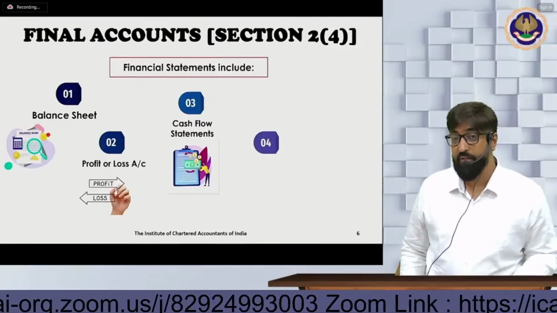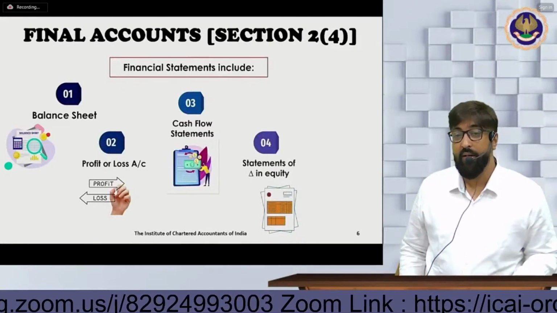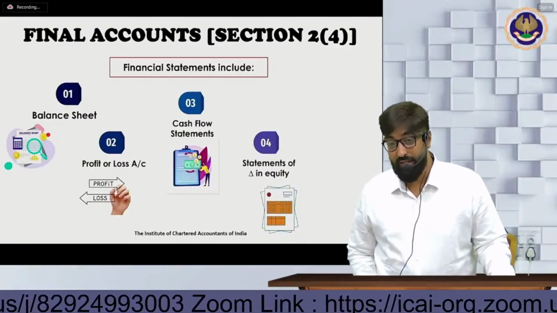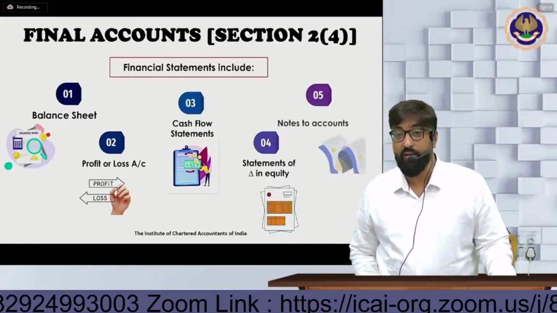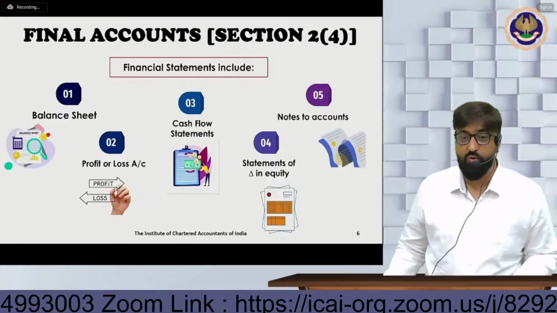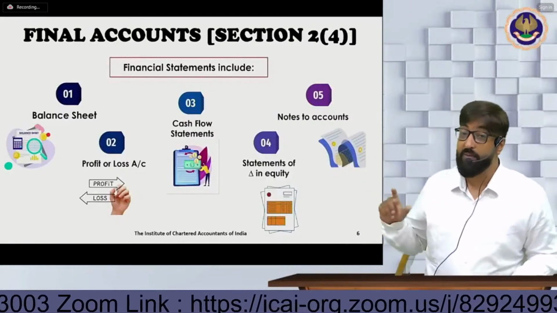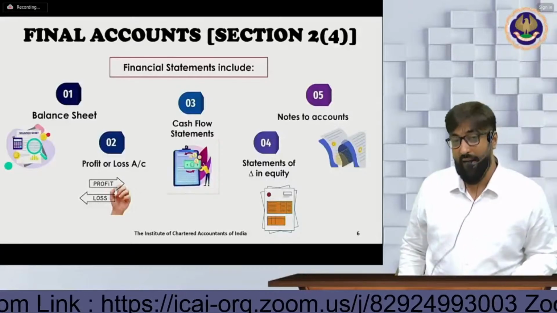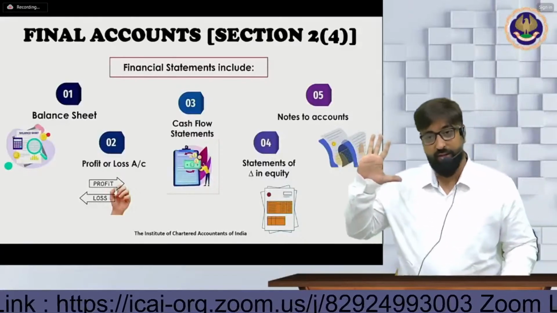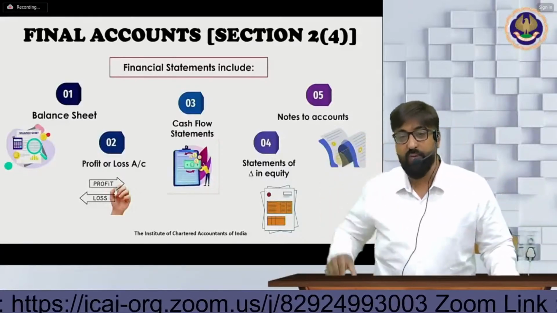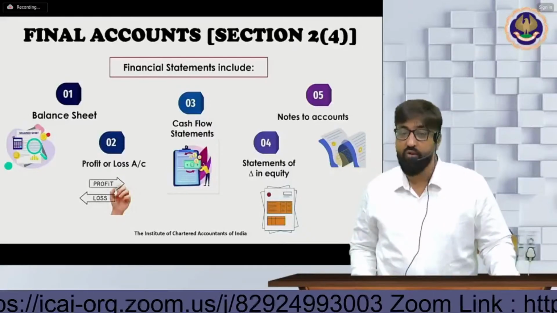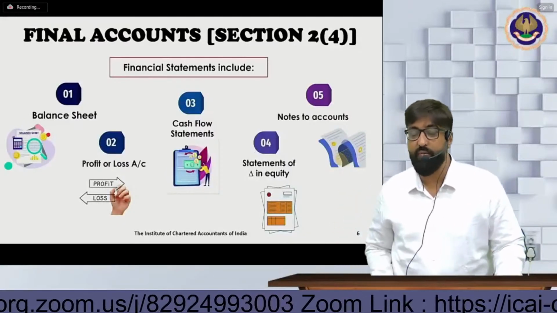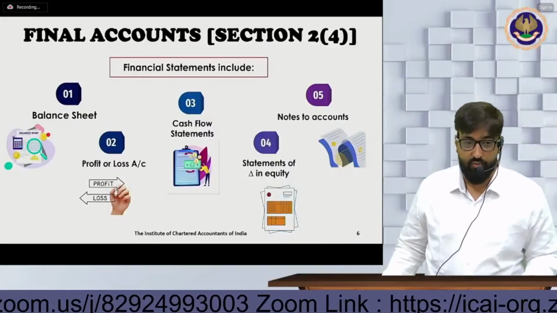So our cash flow statement is basically divided in three parts. Then we have the statement of changes in equity, that is SOCE, and the last one is notes to accounts. Notes to accounts, my dear friends, are explanatory notes or disclosures which are required by accounting standards. So these are the financial statements. Five statements, you have to recall these five statements, which is very simple: balance sheet, profit and loss account, cash flow statement, statement of changes in equity, and notes to accounts.